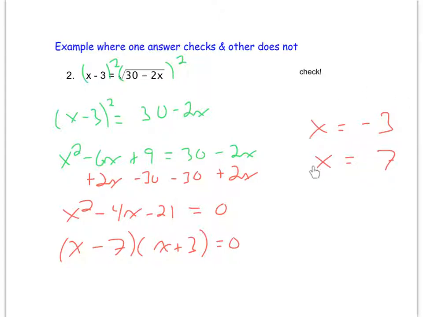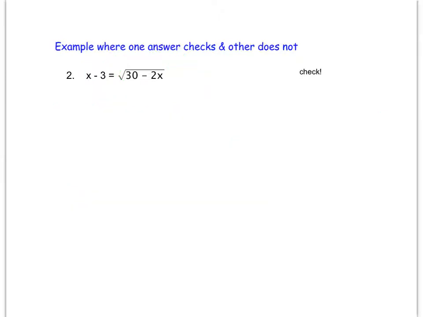Before I circle this, I need to check and see if they work in my original equation. Now remember, we had x equals negative 3 or x equals positive 7. When I check these, let's throw in negative 3 for x first. So when I throw negative 3 in for x, I get negative 3 minus 3 is equal to the square root of 30 minus 2 times negative 3, which is negative 6.